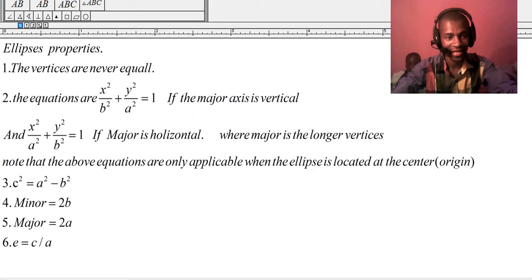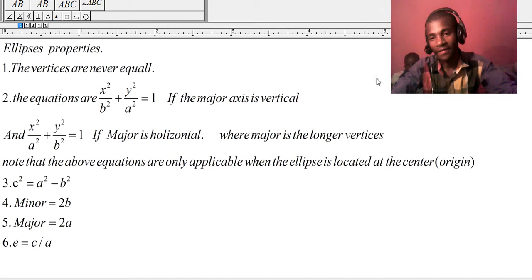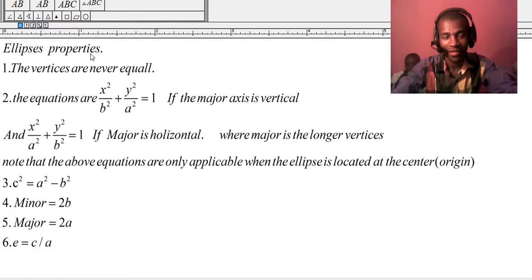Hello. Today I want us to discuss ellipses and the properties of ellipses, and then further on we will look at one of the problems that I got from one of my viewers. So let's start. Today we are presenting about the ellipse.